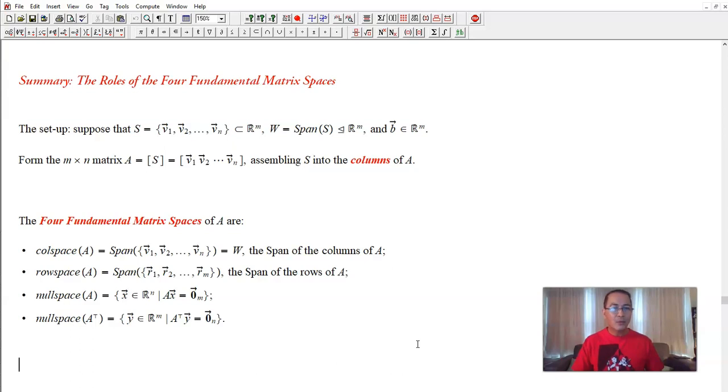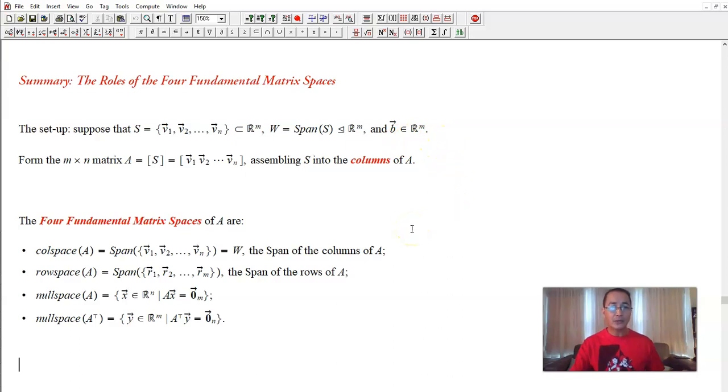So, what is the scenario here? Suppose you have a set of vectors, v1 to vn, from Rm, and you make the span of that set of vectors. That's a subspace. Let's give it a name, call it W, as usual. That's a subspace of Rm. And we need a right side of the equation, so we will have a random vector b from Rm.